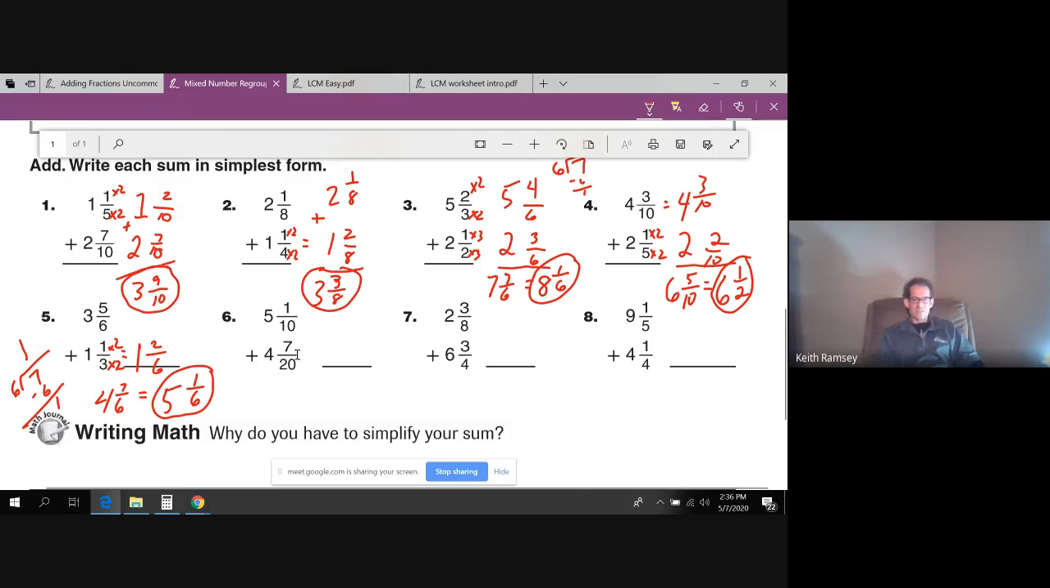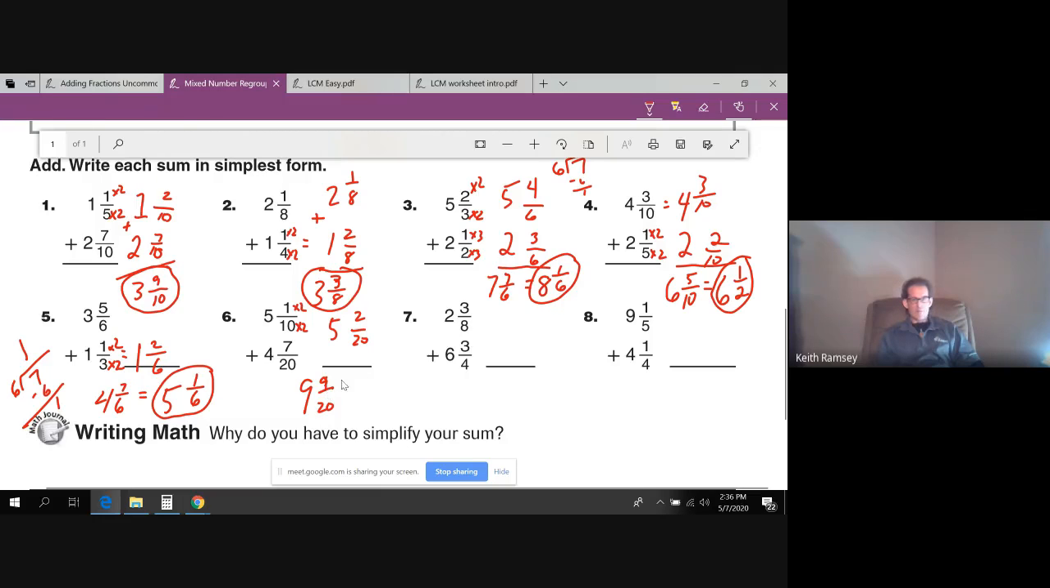So I'm not going to change this mixed number down here, just the top. So I know 2 times 10 is going to be 20, and I know 2 times 1 is 2. So I have 2 over 20, and my whole number 5 stays the same. So 5 plus 4 is going to be 9. 2 plus 7 is 9. And my denominator stays 20.